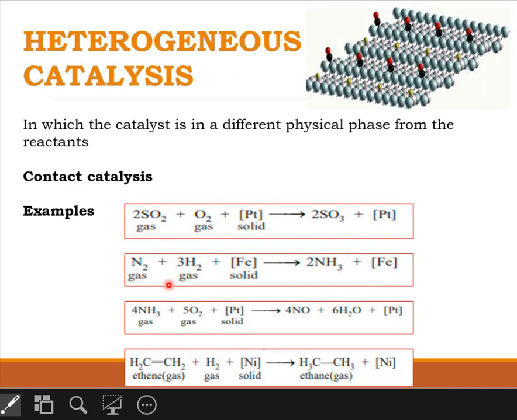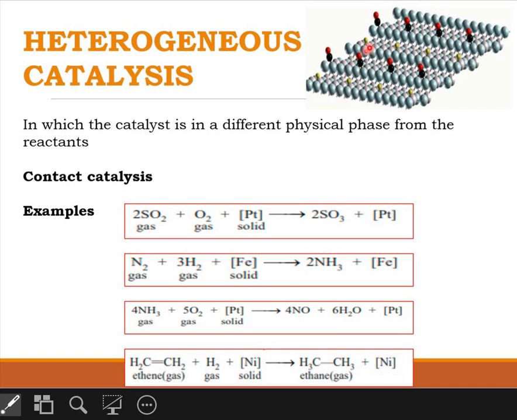Heterogeneous catalyst. Here the catalyst is in a different physical phase from the reactants. It is termed heterogeneous catalysis. Sometimes this process is also called contact catalysis, since the reaction occurs by contact of reactants with the catalyst.